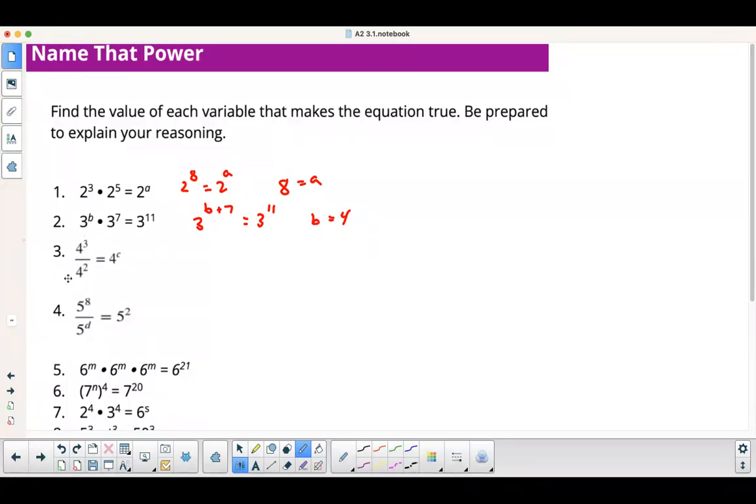Here I'm going to subtract my powers, so I get 4 to the 3 minus 2 is 1. So obviously if c was a 1 here, we would have 4 to the 1 and 4 to the 1. Subtract your powers, I'm going to get 5 to the 8 minus d equals 5 squared. So if I plugged in 6 for d, I'd get 8 minus 6. That would give me 2.